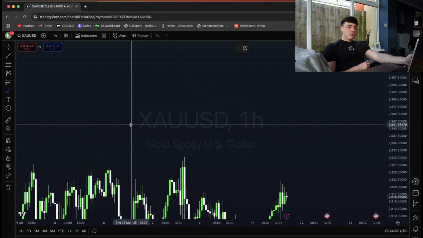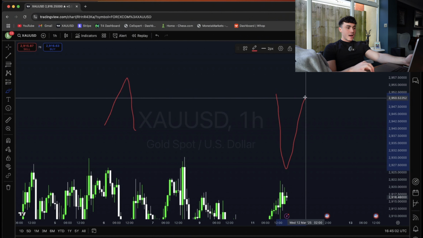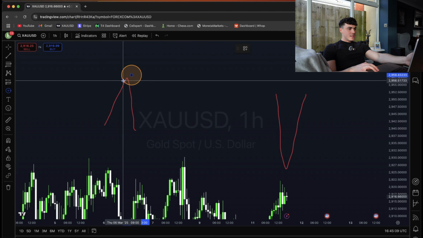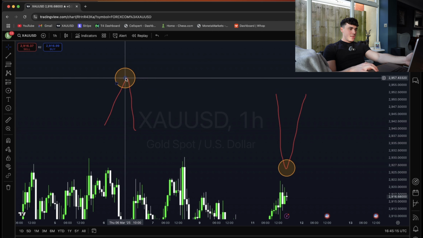Okay, so the first thing we need to do is spot the liquidity. So how are we going to do that? Liquidity is really simple. It is a 2-candle movement. It is up and then down, or it is down and then up. That then means these little bits right here are liquidity. That is liquidity. That is liquidity.